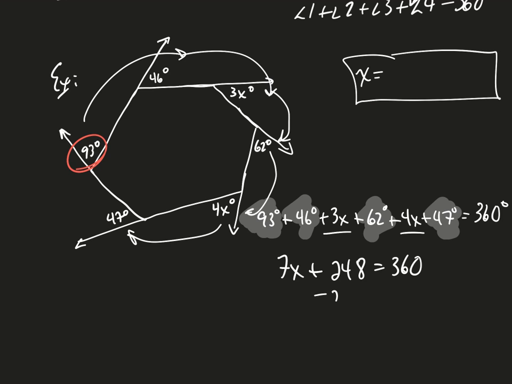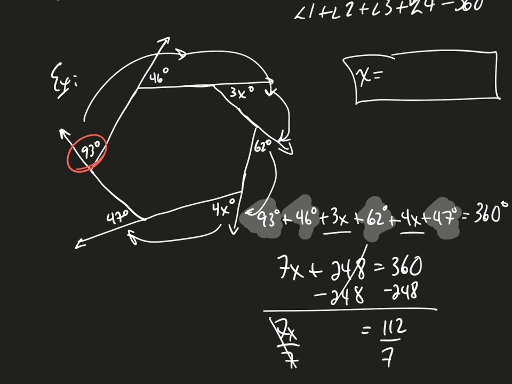Then move plus 248 to the other side by subtraction. So 360 minus 248 is 112. And then to get rid of times 7, divide by 7. So when we divide both sides by 7, the value for x, which is what we're searching for, is 16.